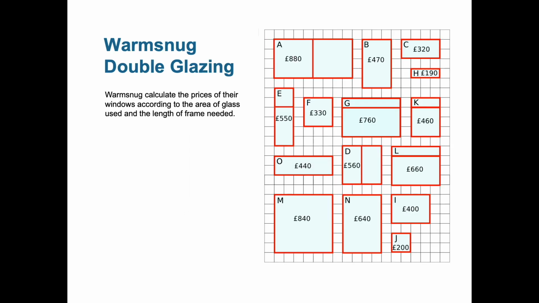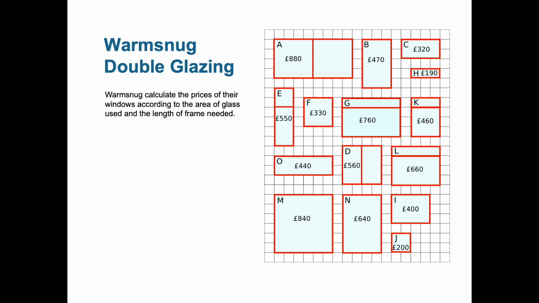Let's have a look at the Warmsnug Double Glazing Problem then. You can see from the picture that Warmsnug calculate the prices of their windows according to the area of glass used and the length of frame needed, and there's quite a variety of windows that they make, and really quite a variety of prices for each one as well.